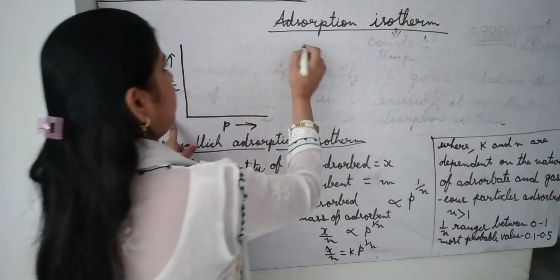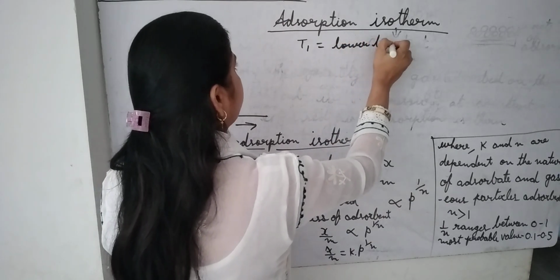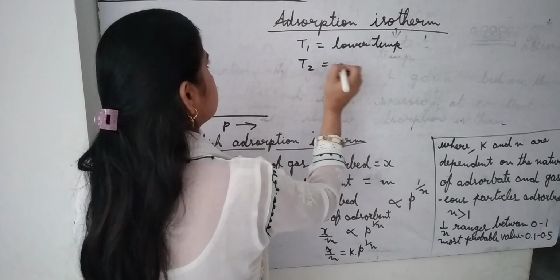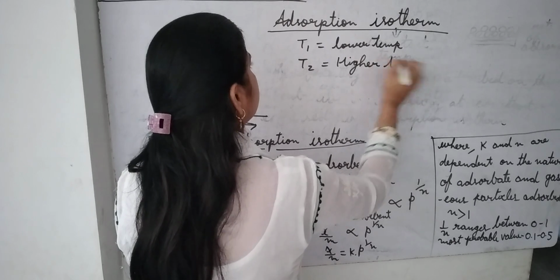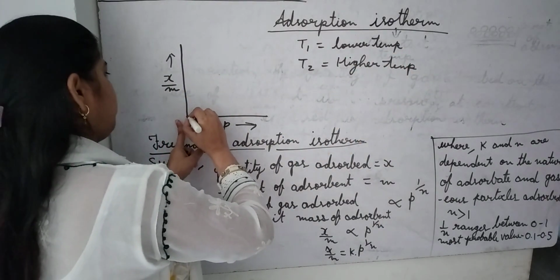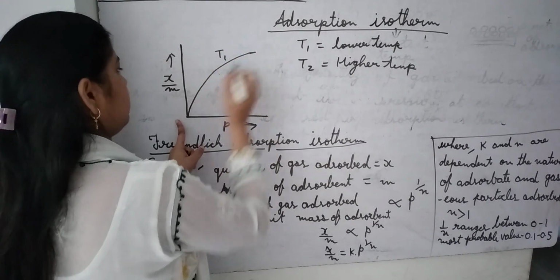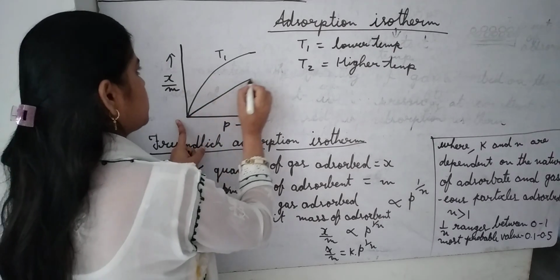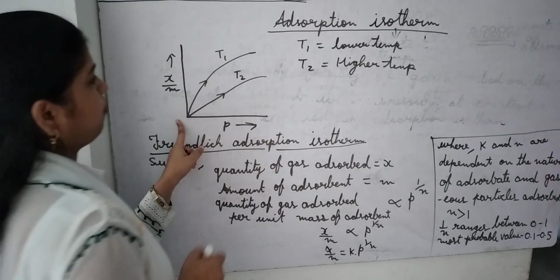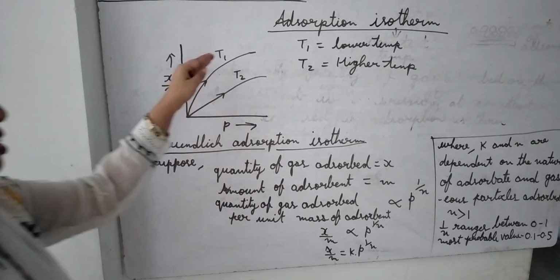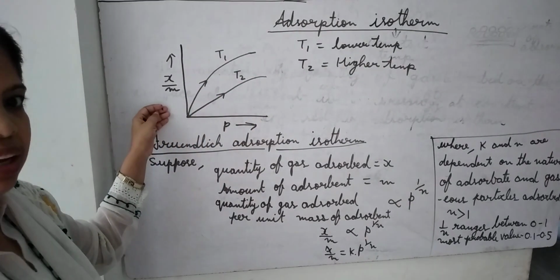So this is x by m and this is pressure. Suppose T1 temperature is lower temperature and T2 is higher temperature. So what type of graph we are getting? We are getting this graph. This graph is for suppose T1, then another one graph is for T2. That means through this graph, it is clear that higher the temperature, rate of adsorption will be lower.